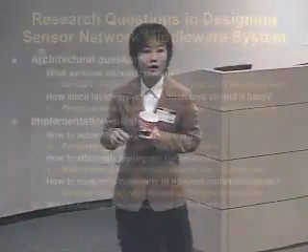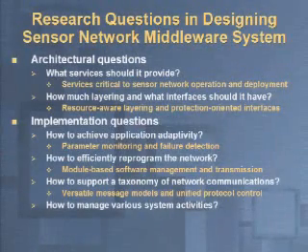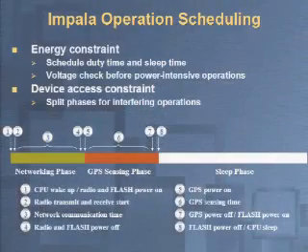So the last question is, how do we manage the various system activities? As I mentioned before, we consider the sensor network activities to be composed of regular operations and irregular events. We want to achieve reliable operation scheduling and an efficient event handling mechanism.